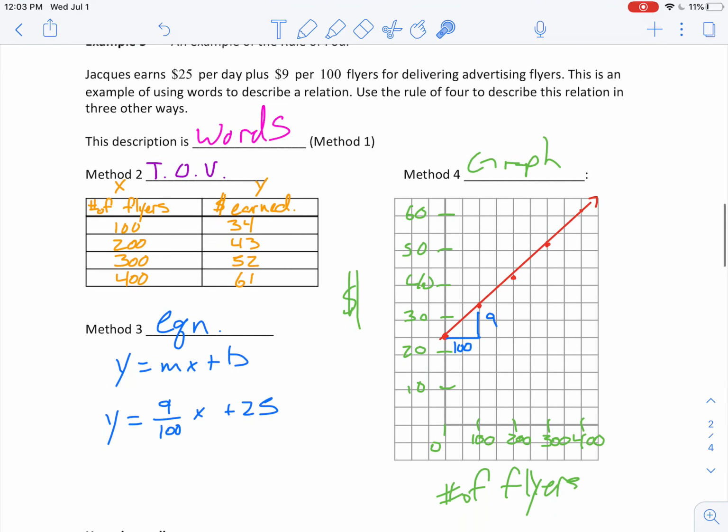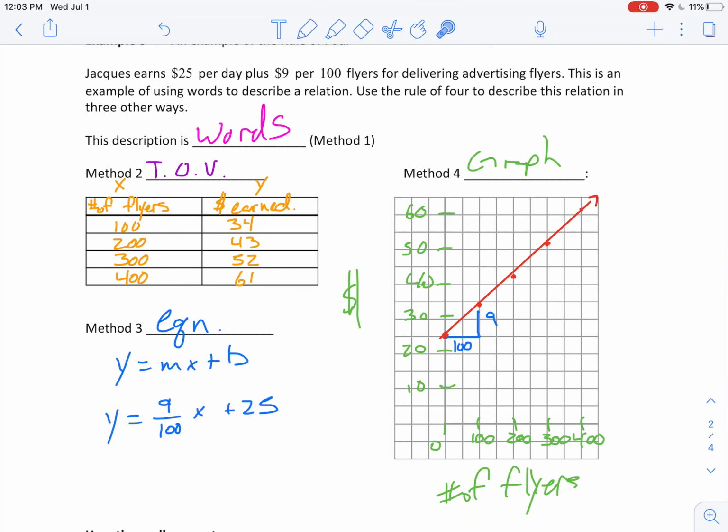Our method 3 would be an equation. And the equation would be in the form y equals mx plus b, where we know the y-intercept and the rate of change, or the slope. The rate of change is $9 for every 100. So this equation is y equals 9 over 100 x plus 25, right? He's paid $25 a day. That is our constant, or that is where he always starts.